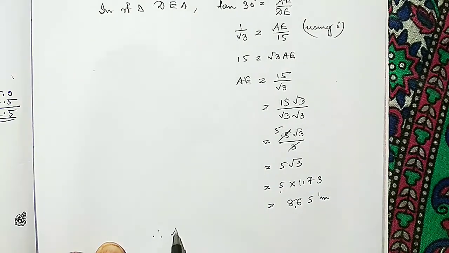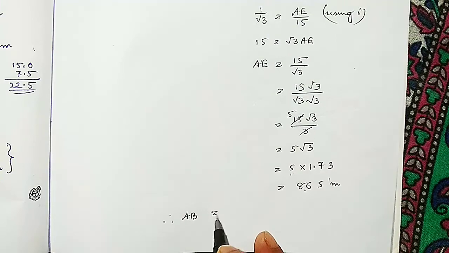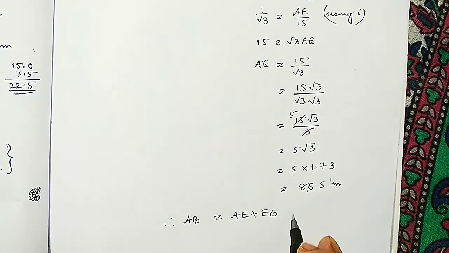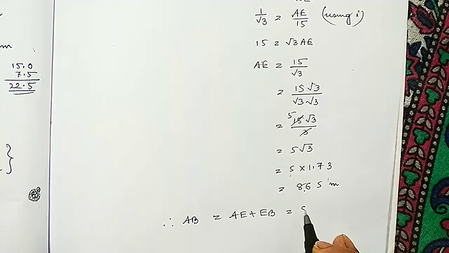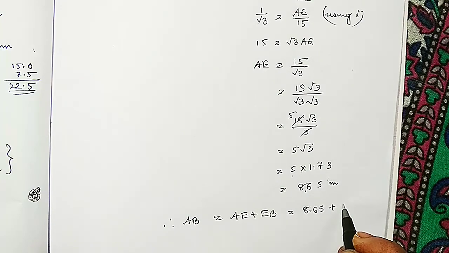We have to calculate AB. And we know in the figure AB is AE plus EB. AB equals to AE plus EB. We know AE is 8.65 plus EB equals to 15.